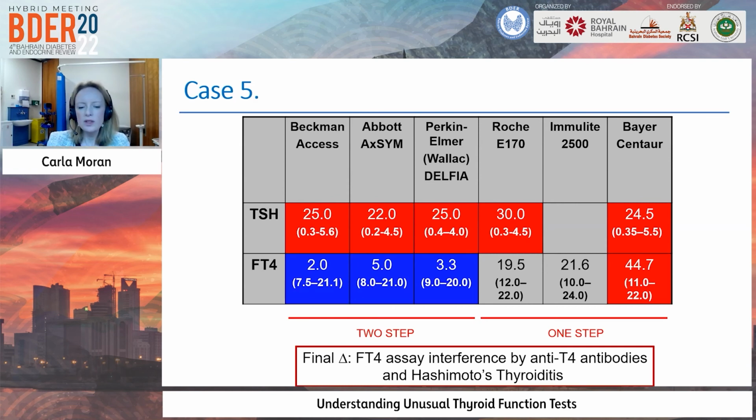And the difference between 1-step and 2-step assays is that 2-step assays include a wash step. So if there are interfering antibodies, they will be removed in this wash step. And so 2-step platforms are less susceptible to interference than 1-step platforms. And so here his T4 was genuinely low, TSH was raised, and he had free T4 assay interference due to anti-T4 antibodies, and his underlying diagnosis is Hashimoto's thyroiditis.